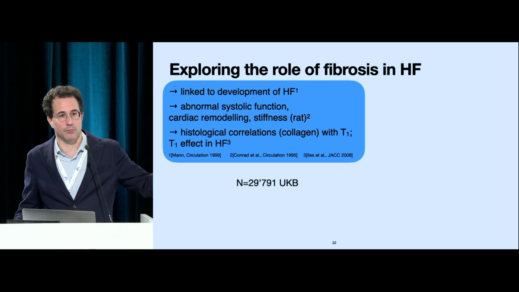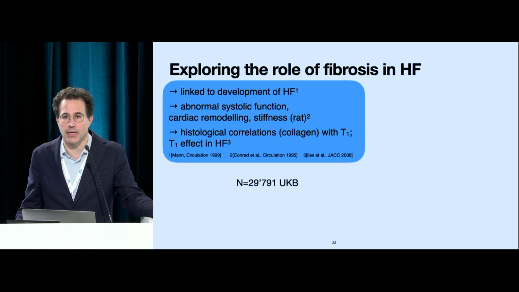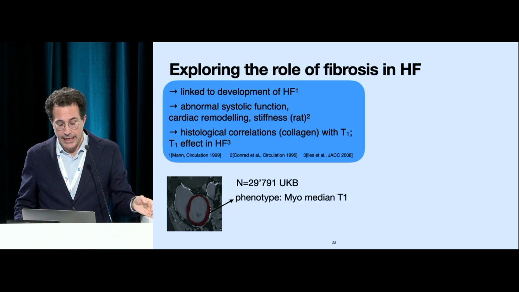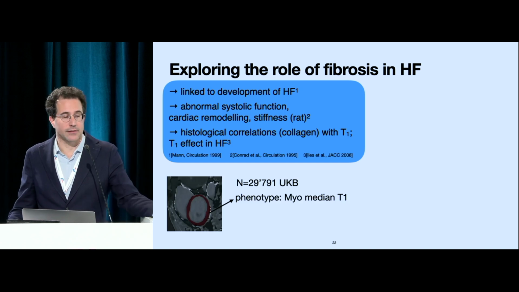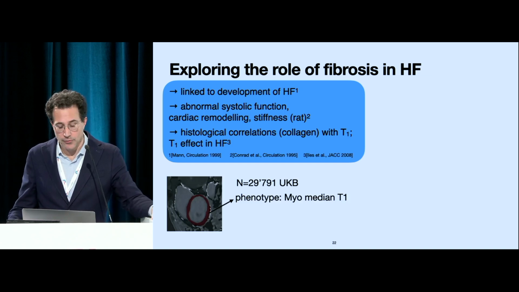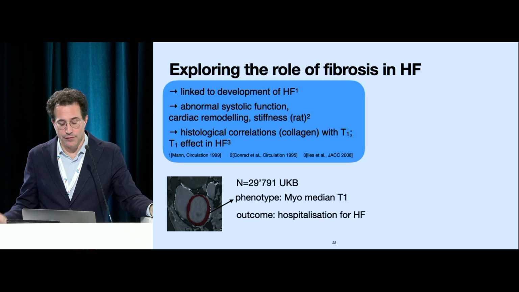Now we have no problem processing 30,000 UKB subjects, and that's what we did. Which means that, for example, we can segment the myocardium in T1, we can take the median value, and then we can look for correlations with outcome.